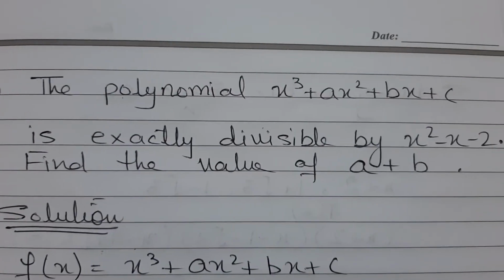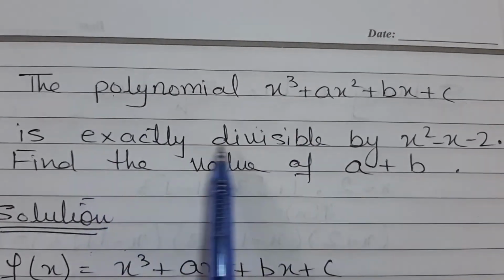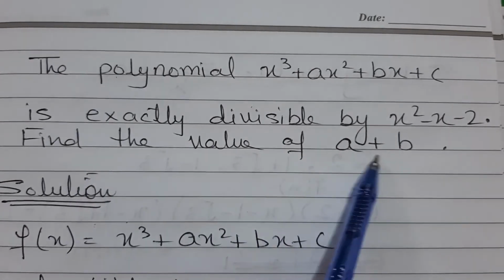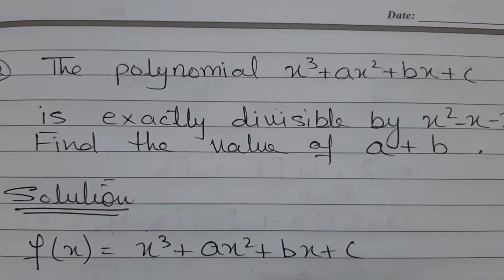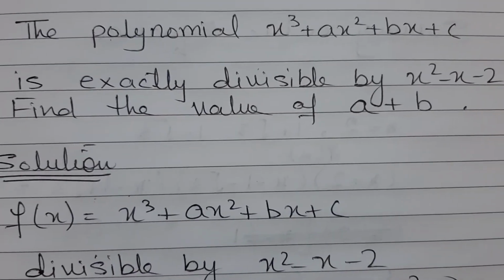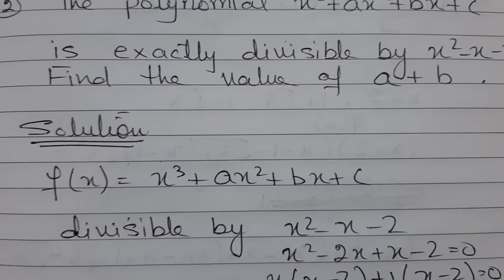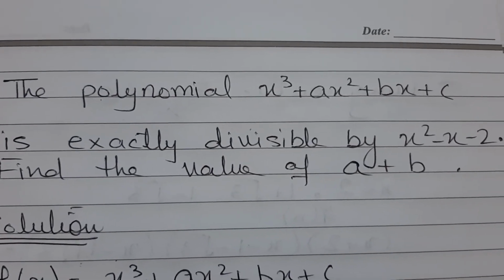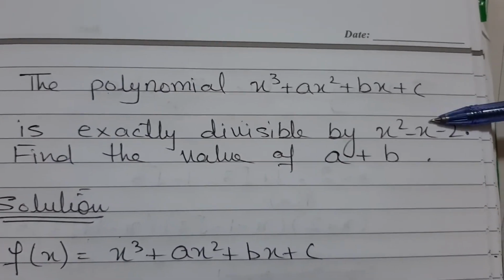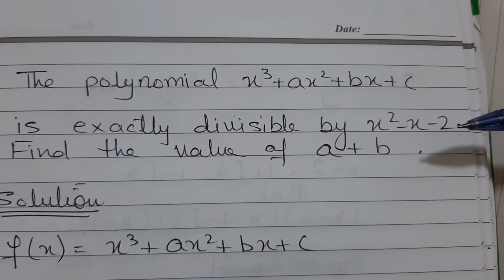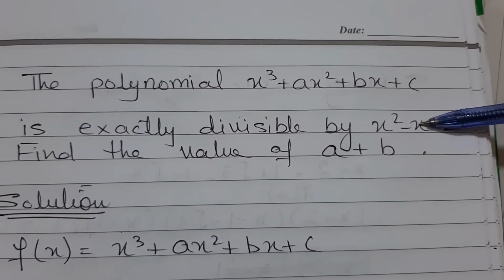Now this polynomial is exactly divisible by this quadratic. Find the value of a plus b. Now again remember, the question is not saying find the value of a and b, which means a separate value of a and a separate value of b. Rather, the question is saying find the value of a plus b. Now the interesting thing here is, this is a quadratic, right? And this is a divisor.